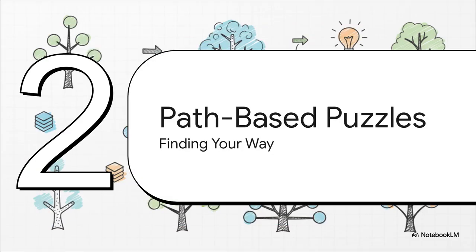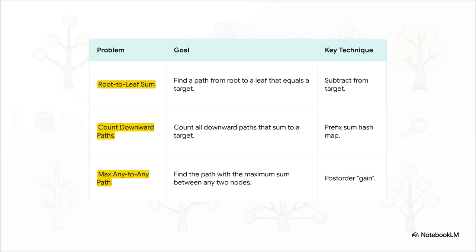Let's look at our first big family of patterns, path-based puzzles. These are all the questions that are about finding a route, counting routes, or summing up values along a specific path through the tree's branches. It is so important to see that not all path sum problems are created equal. The simplest is a root to leaf sum. You basically just subtract from a target as you go down.